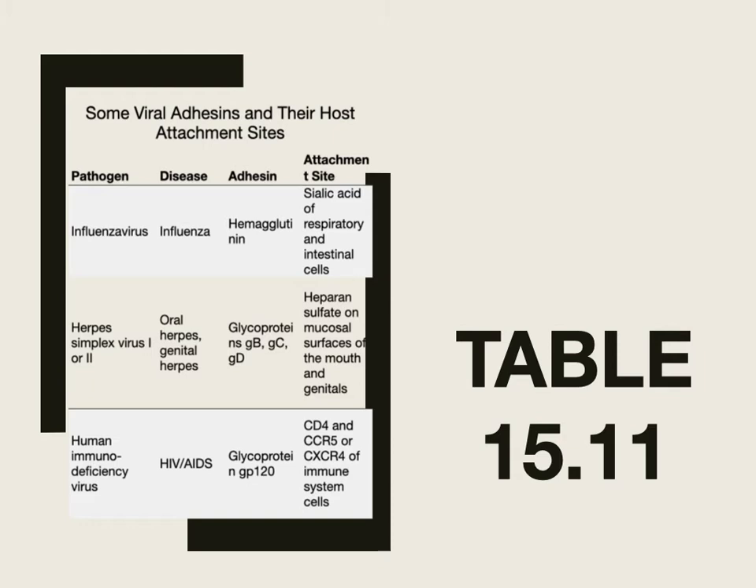With HIV, there are glycoproteins. The one that's been studied most is GP120, and that's going to bind to the CD4 and CCR5, which is a chemokine receptor, or it can also bind to CXCR4. These are receptors that are found on immune cells. So HIV is going to target specifically immune cells.